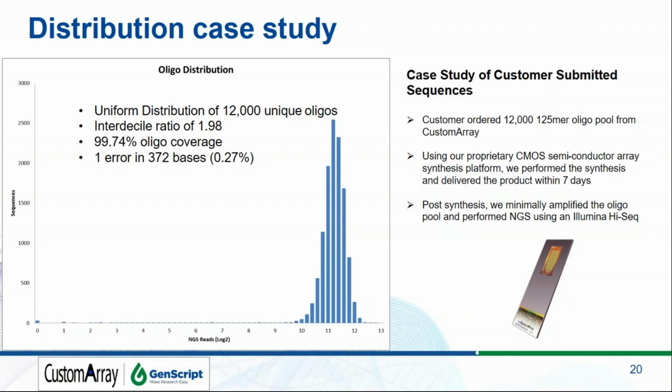You'll see that the distribution is very tight. It centers around a very tight bell distribution there. And the error rate of this particular oligo pool was very, very good. It was 0.27%, or 1 error in 372 bases. Error rates fluctuate a little bit depending on the individual designs, but this was a pretty good example.